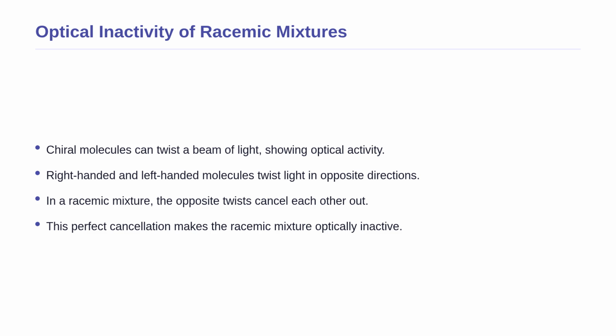It all comes down to optical activity, which is the ability of a chiral molecule to twist a beam of light. The right-handed molecules twist the light to the right, and the left-handed molecules twist it to the left by the exact same amount. Because a racemic mixture has an exactly equal number of both, these twists cancel each other out completely. The two opposite molecules fight to a perfect tie, making the mixture optically inactive.